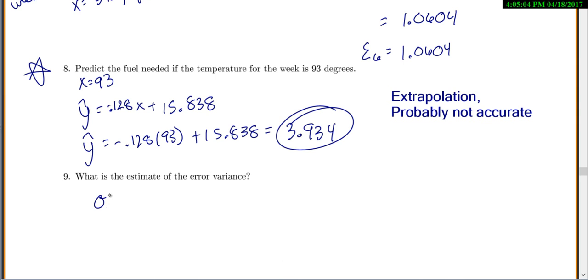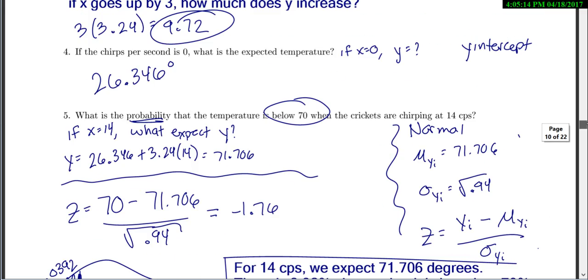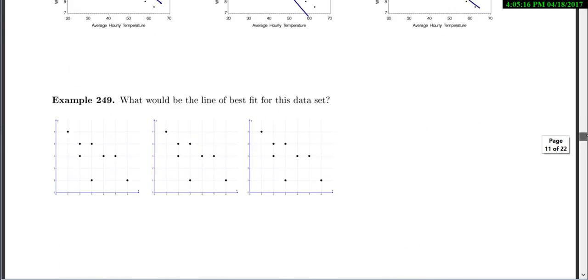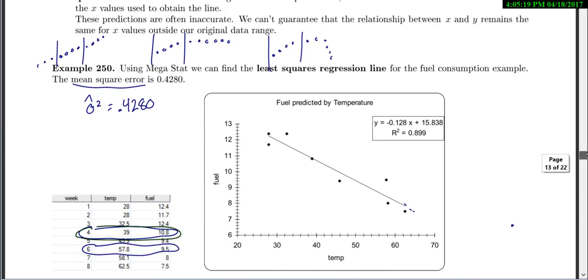The error variance would just be sigma squared, but we're looking for the sigma squared hat, or estimate, which is just our mean square error. And it told us on the previous page, just in the problem statement, if I can find it, that was 0.4280.